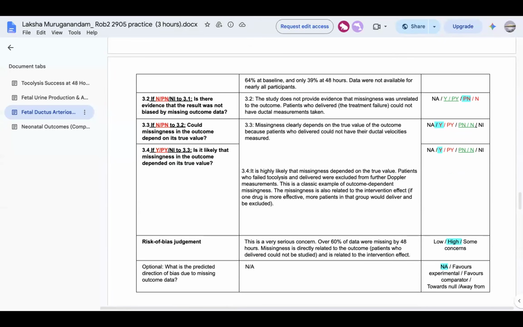3.4, it is highly likely that missingness depended on the true value. Patients who failed tocolysis and delivered were excluded from further Doppler measurements. This is a classic example of outcome-dependent missingness. The missingness is also related to the intervention effect. If one drug is more effective, more patients in that group would deliver and be excluded. And then her response was yes for this one as well.